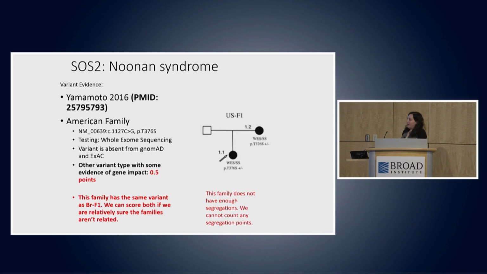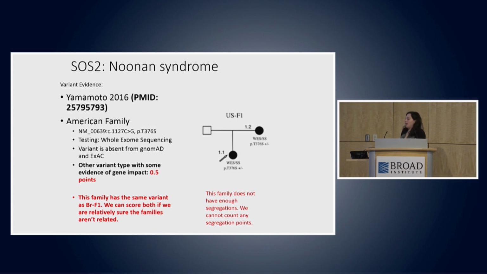There was another American family that had a missense variant, also whole exome sequencing. The variant was absent from gnomAD and ExAC. It was a missense variant that was not de novo, so we scored this other variant type with some evidence of gene impact, which was half a point.